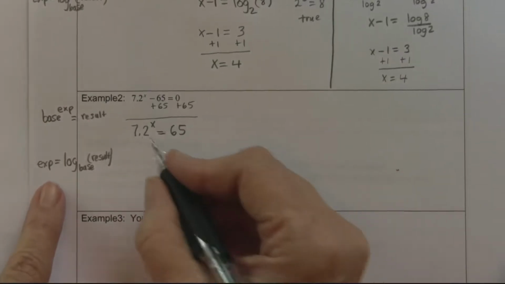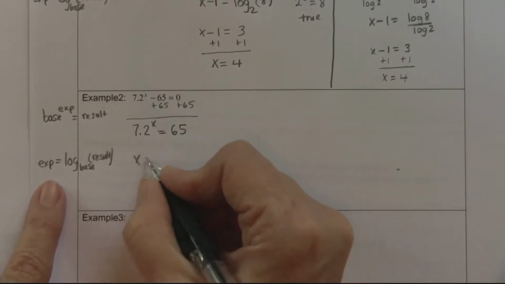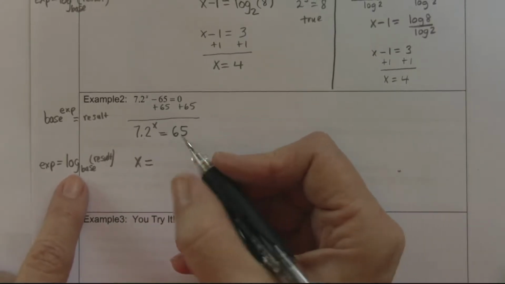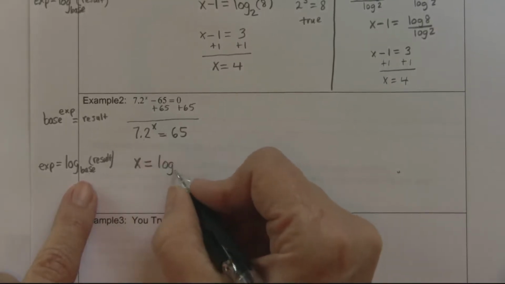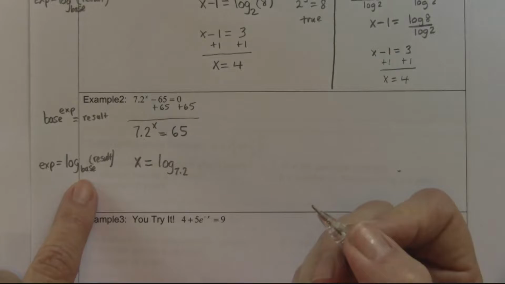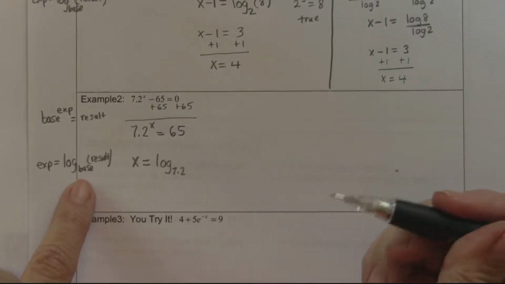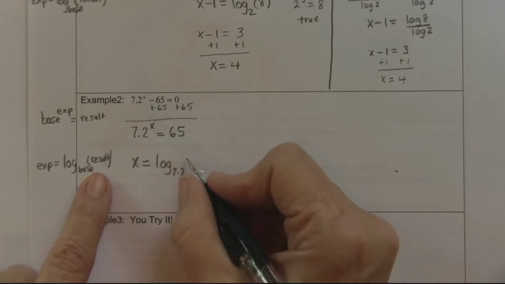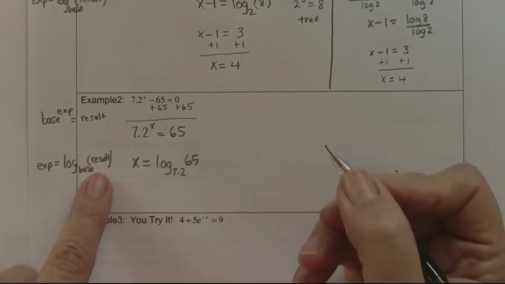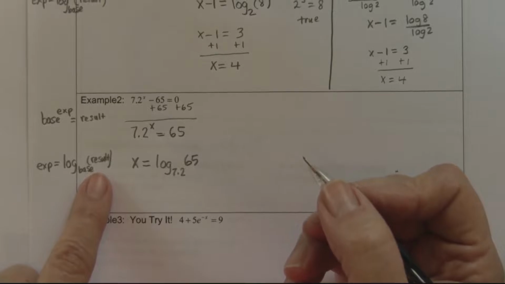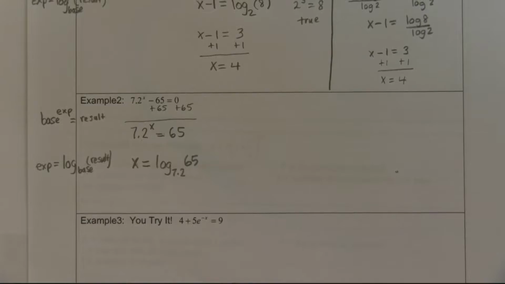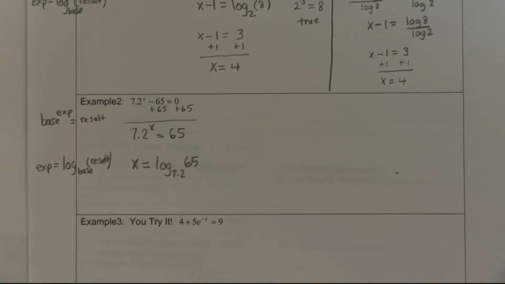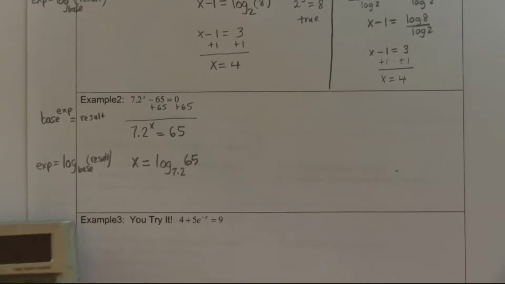So in our case, our exponent is x, so x equals, and then we need a logarithm, and then we need the base, and the base is 7.2, which is an appropriate base because it just has to be positive and not equal to 0. And then the result is 65, which is an appropriate result because the result just has to be greater than 0. It can't be negative. And so, lucky for us, everything is perfect. And then we can put that in our calculator and solve for x.